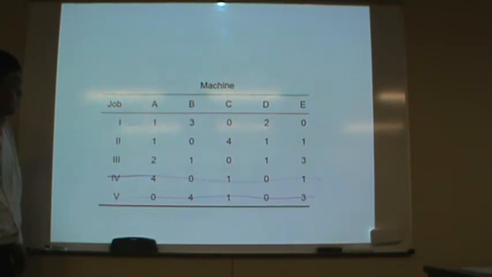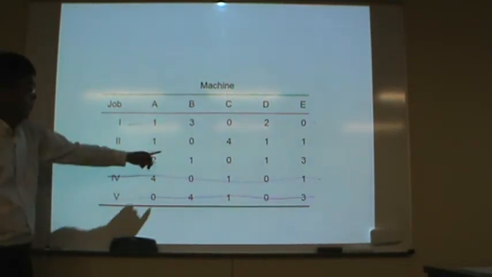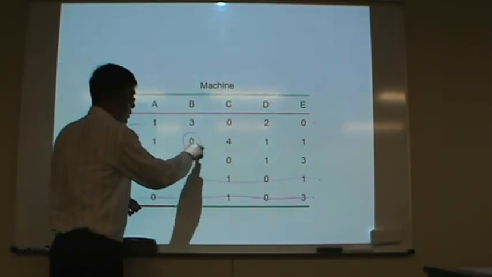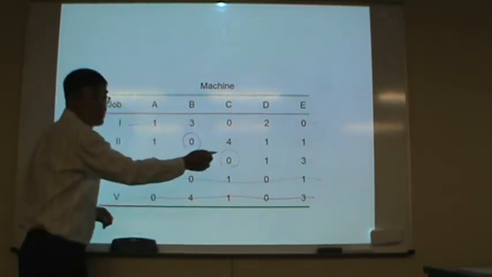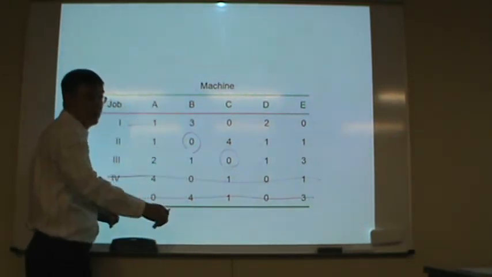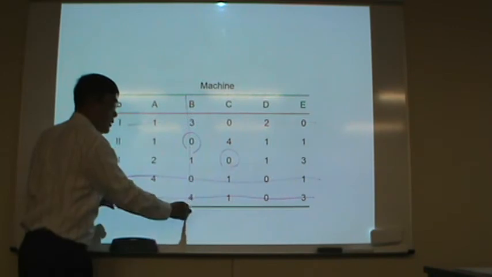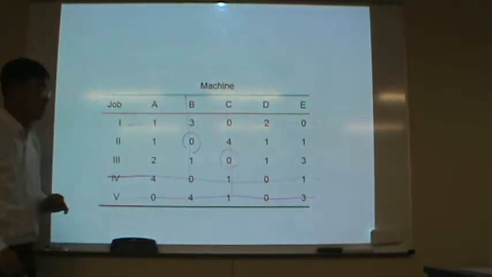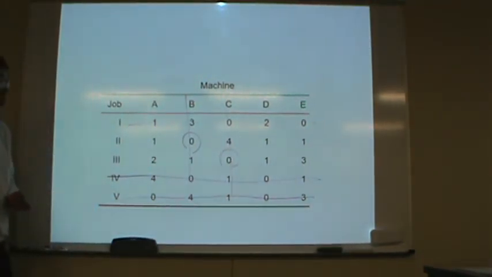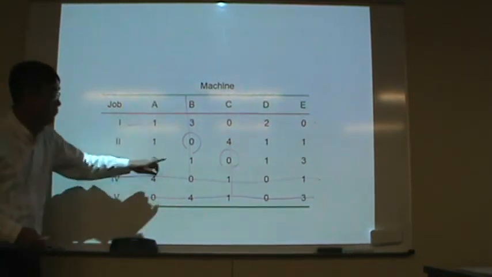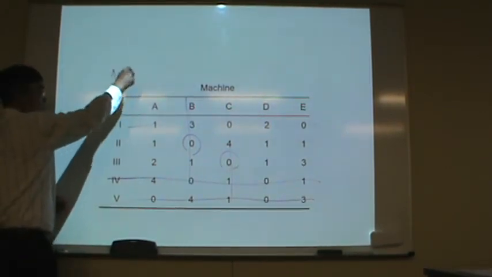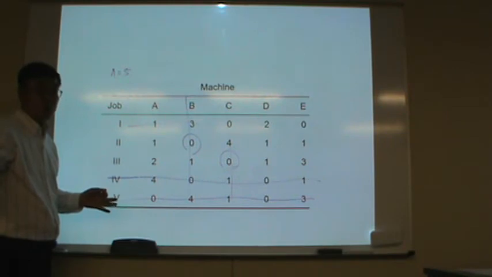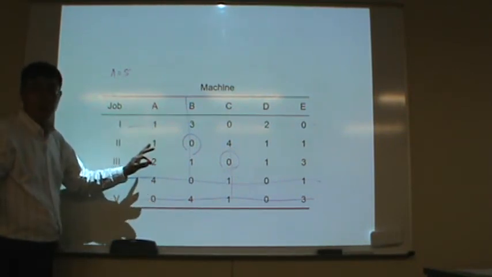Now, this one and this one remain, right? You can use a horizontal or a vertical line, it doesn't matter. If I use a vertical line to cover the remaining 0s, how many lines? 1, 2, 3, 4, 5, right? And n equals 5, the number of lines to cover all 0s is 5, the same.